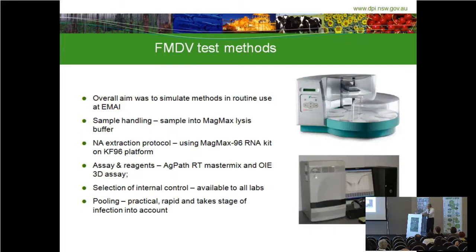But the aim was to use our routine high throughput methods where we're extracting nucleic acid from samples using a MagMAX 96 RNA kit on a KingFisher magnetic particle handling system, and using the 3D assay, our standard AgPath master mix. And our idea of using an internal control was it had to be something that was readily available to all labs. And so we then looked at considering pooling.